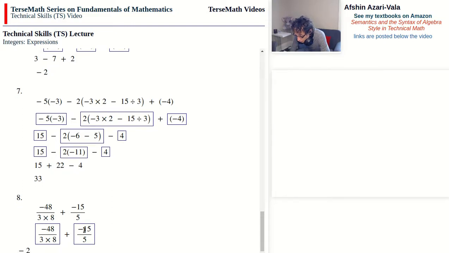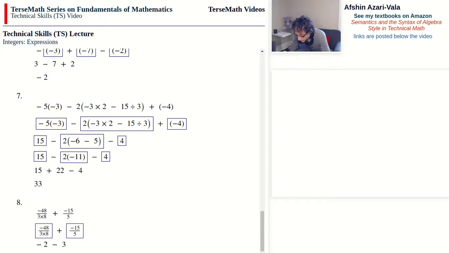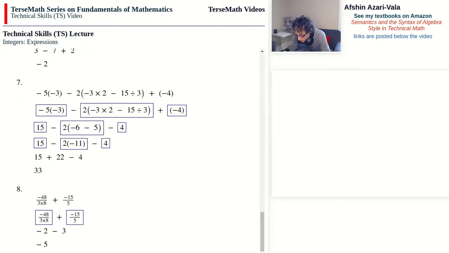Term number 2 has 1 minus overall, so it will be minus. And 15 divided by 5 is 3. So our next line is negative 2 minus 3. And this is 2 losses in a row, and it gives us a total loss of 5.